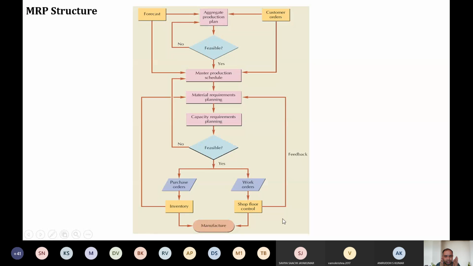That means if you have the sufficient inventory for the production activity to start, you release work order inside the company. If you are deficient of the number of components you require, you release purchase order. Purchase order you release to the supplier who is outside the company. So purchase order means outside the company, work order means inside the company. So that difference you should understand. Purchase order is released for the supplier who is outside, and work order is for the shop floor control who is inside the company.